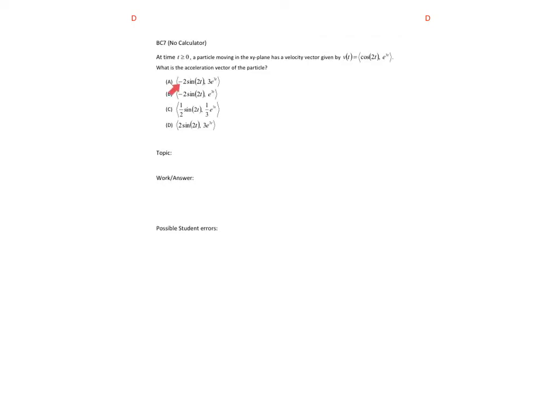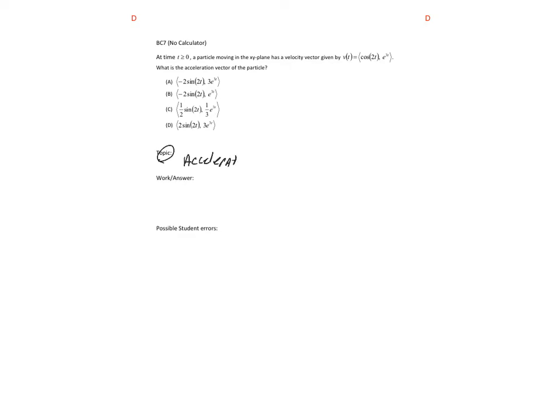So now you can see we have vectors. We have the angle brackets, as they're called, so we know that's going to be a vector. A particle is moving in the xy plane with a velocity vector, so they're giving you a velocity, and they want you to find acceleration. So our topic here is going to be acceleration.